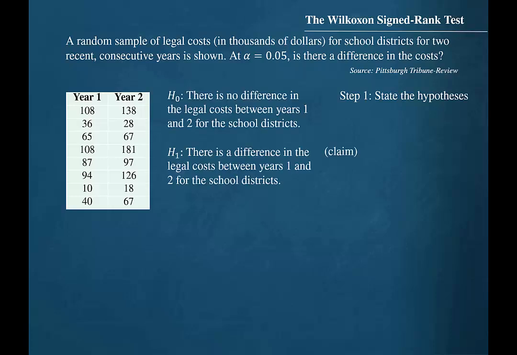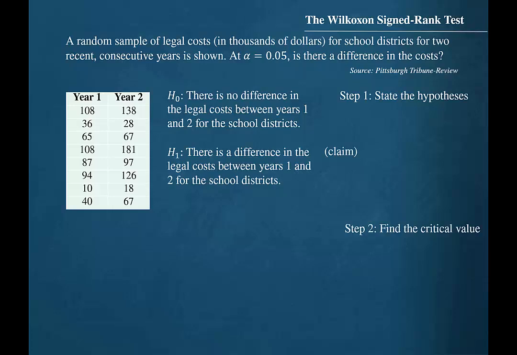The null hypothesis is that there is no difference in the legal costs between years 1 and 2 for the school districts. The alternative hypothesis is there is a difference in the legal costs between years 1 and 2 for the school districts. The claim in this case is in the alternative hypothesis.